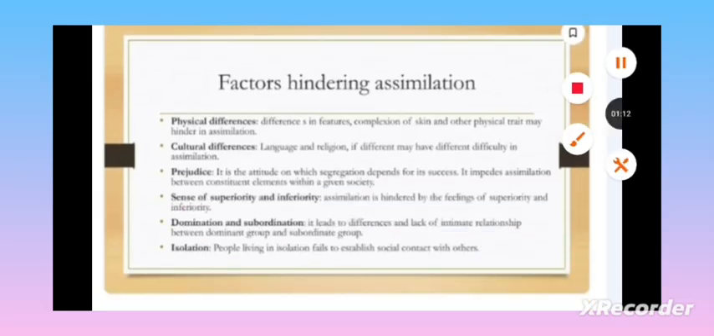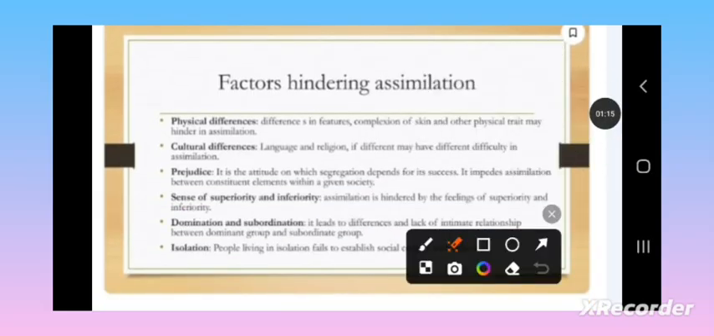Factors hindering assimilation. Physical differences in features, complexion of skin, and other physical traits may hinder assimilation because they make a group easily distinguishable. Cultural differences: if language and religion are different, there may be great difficulty in assimilation.